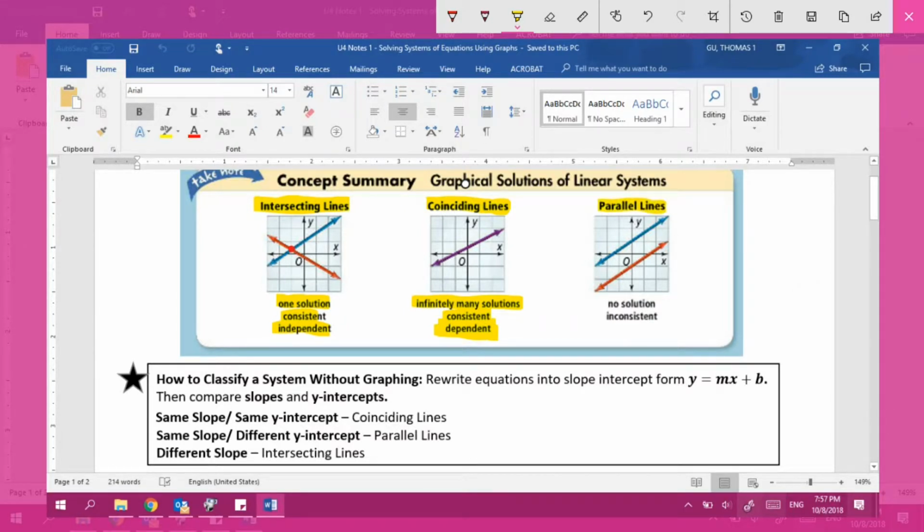And then lastly, we've got parallel lines. I hope we know what parallel lines look like. They never touch each other, which means, is there a solution? No, there's no solution, which means it's inconsistent.